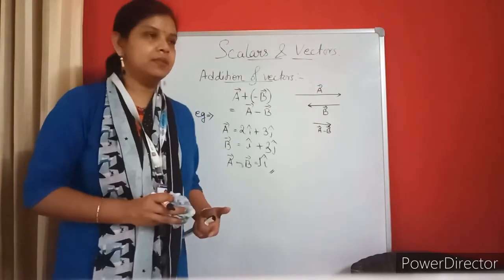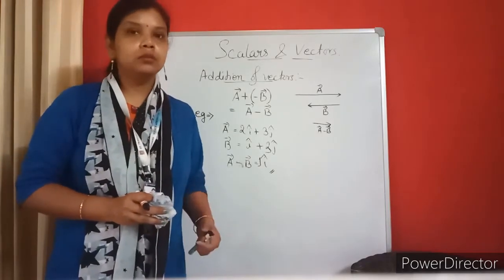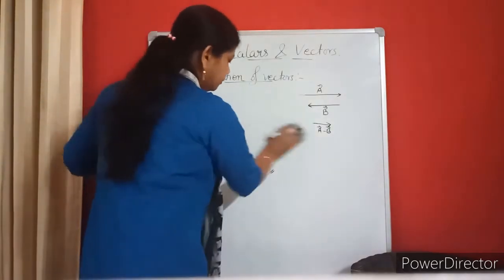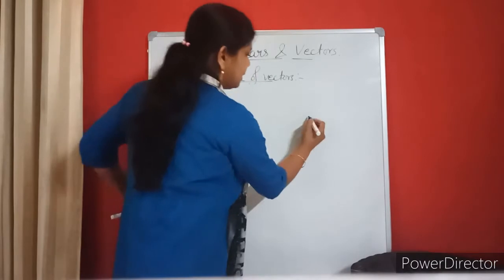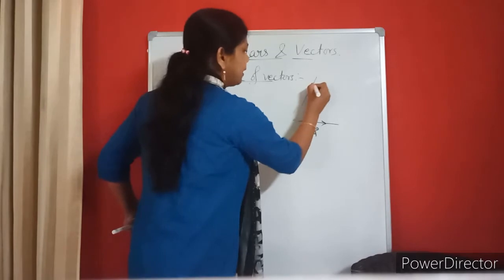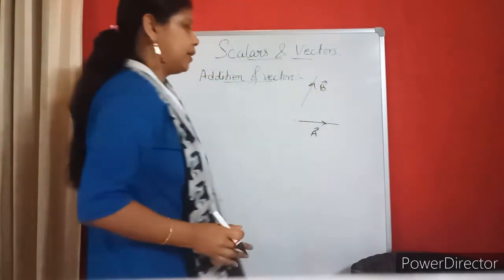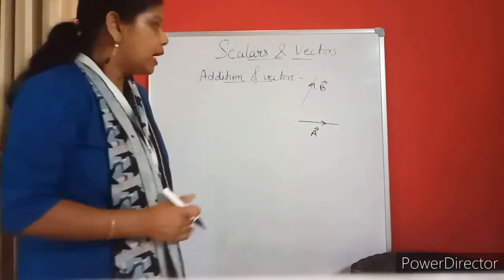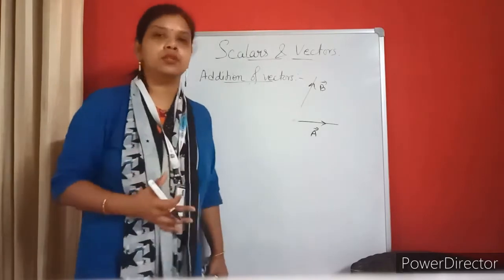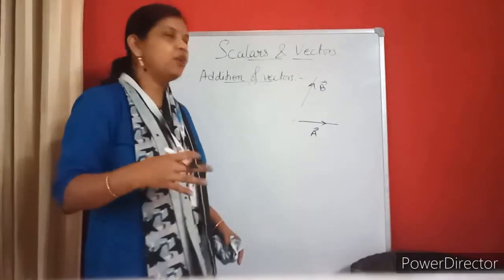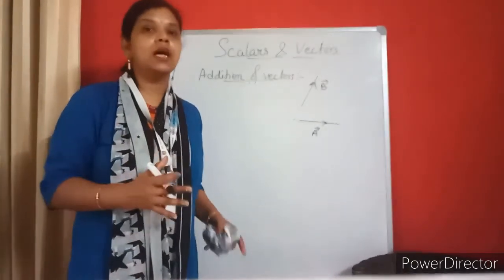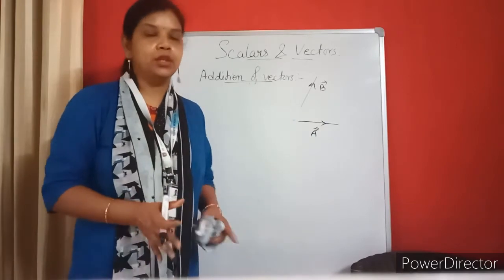Now the question arises: if they are neither parallel nor anti-parallel, but are making certain angles, then what will happen? Suppose this is a vector A and this is another vector B, and they are making a certain angle, and we want to add these vectors. Now I cannot use the simple algebraic rule. I have to use the vector addition rule. Means I cannot use the normal rule that it will be A plus B or A minus B. I have to use another rule, a completely new rule that you have not studied.